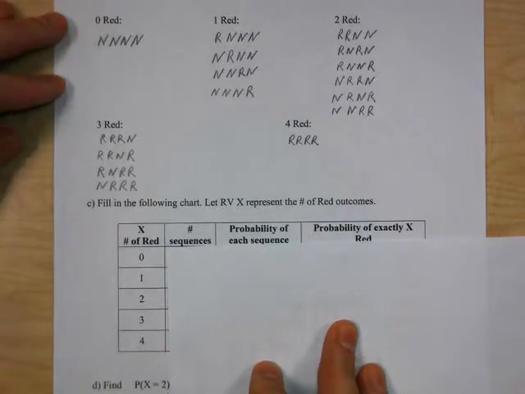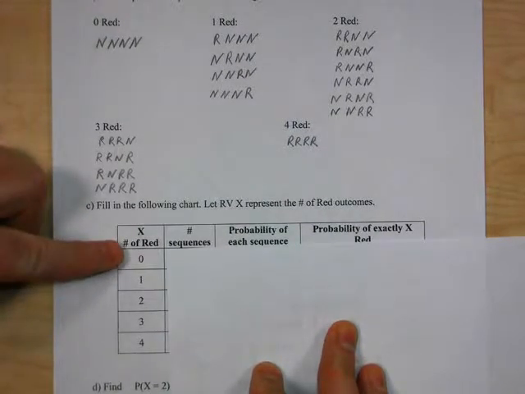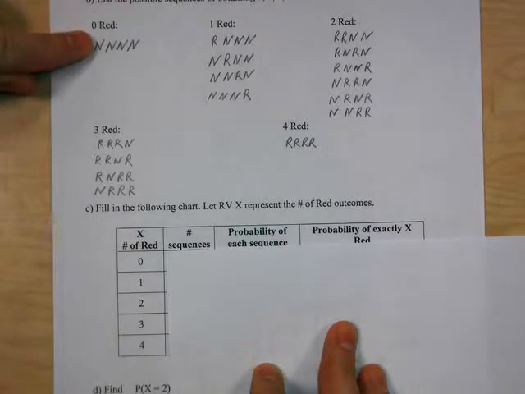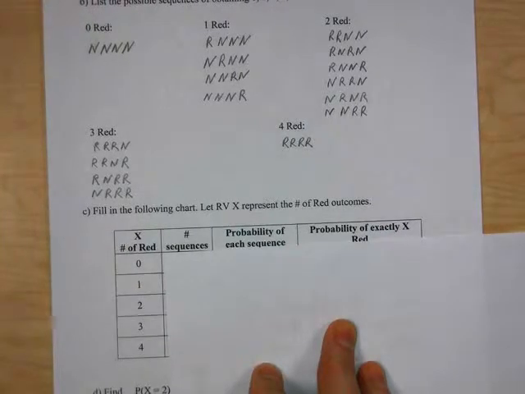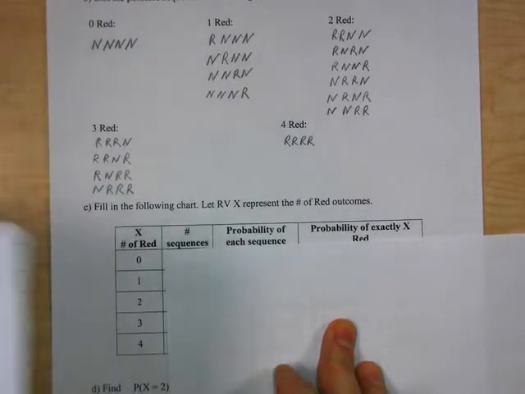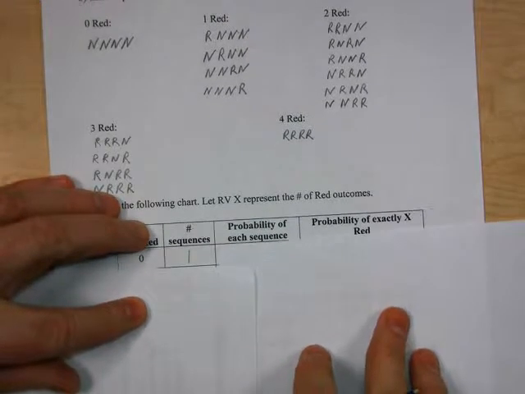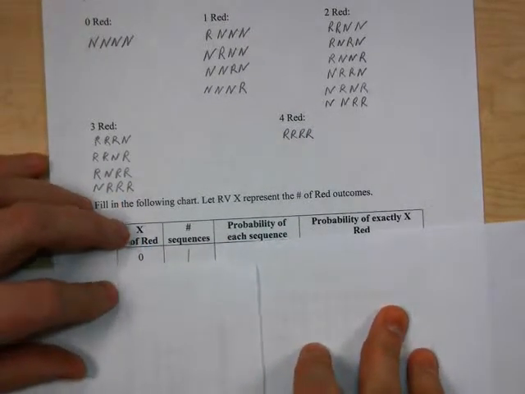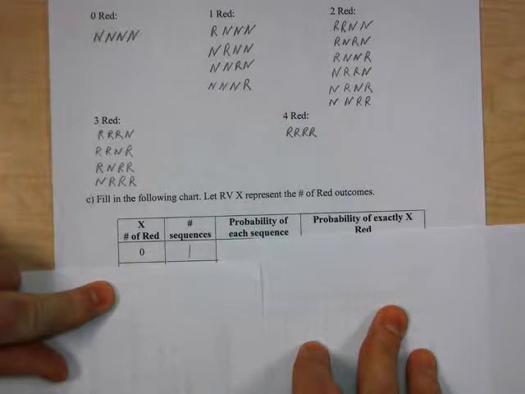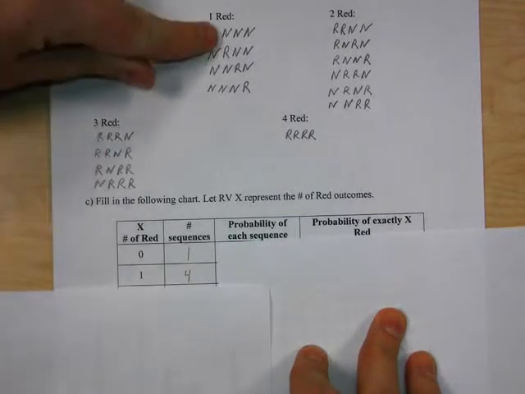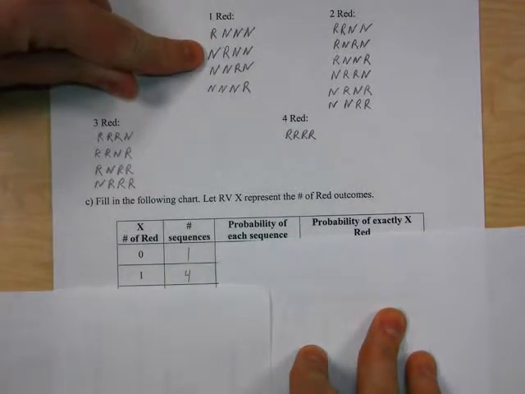The number of sequences. Well, to get 0 red, there's only one way that could happen up here, which was getting 4 non-reds. So that is going to be 1. There's only one way for that to happen. And then in order to get 1 red, there were 4 ways. The 4 ways were up here for 1 red.